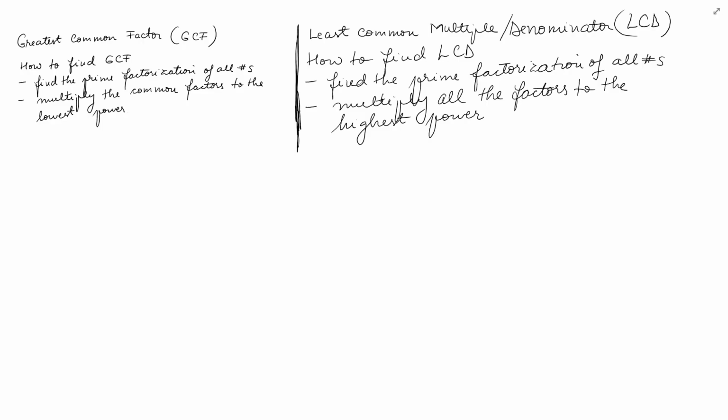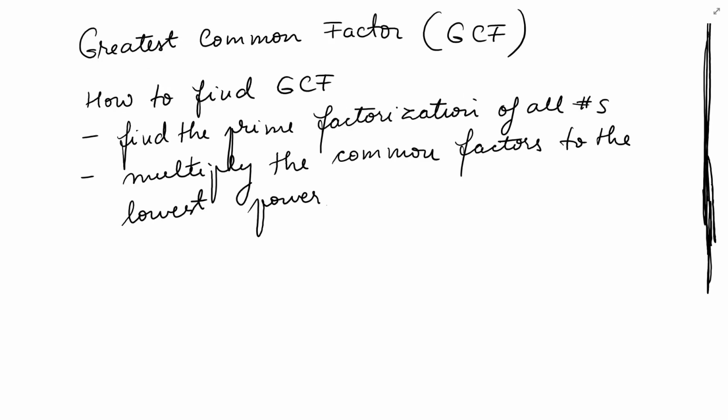In this video, we'll talk about greatest common factor, GCF, and least common multiple or least common denominator, LCD. So let's talk about greatest common factor. How to find the greatest common factor? Well, we have to do two steps. 1. Find the prime factorization of all numbers and multiply the common factors to the lowest power.